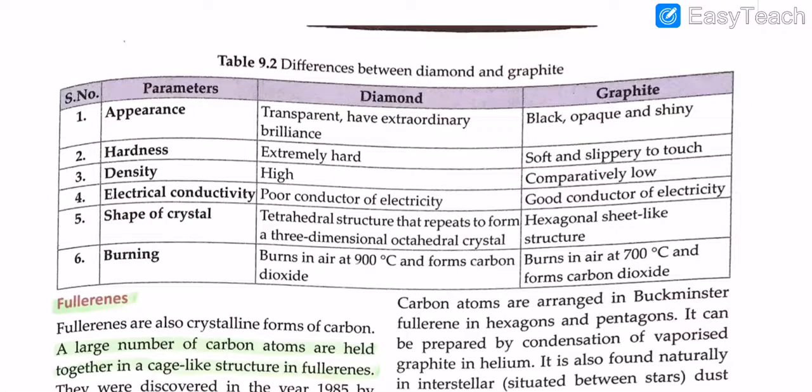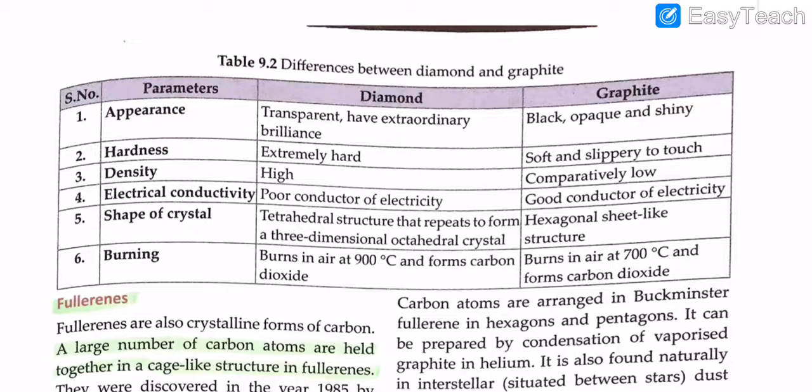Now comes this great table which tells us the difference between diamond and graphite, and that is why throughout the lesson I was again and again mentioning that this was in graphite, this was in diamond. I was differentiating the properties. So this table will be really very easy for you now, if you were listening to me, which I hope you were.